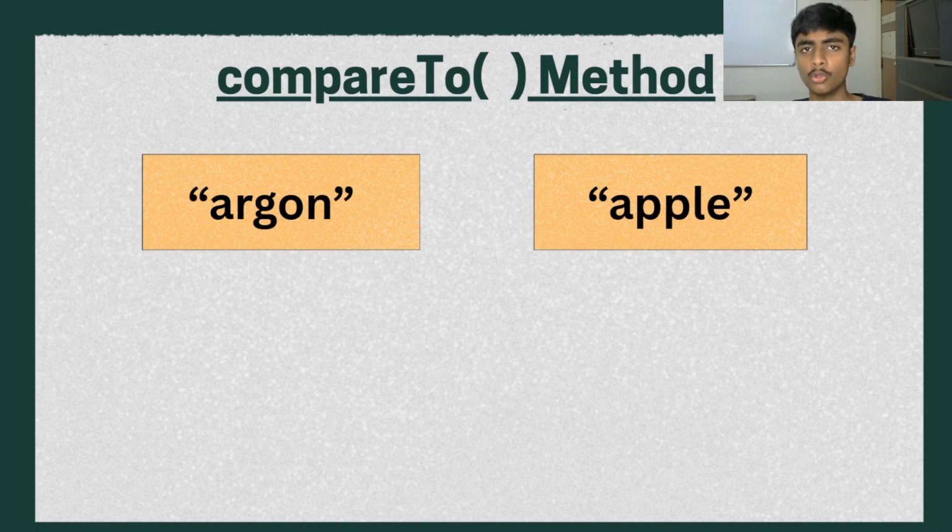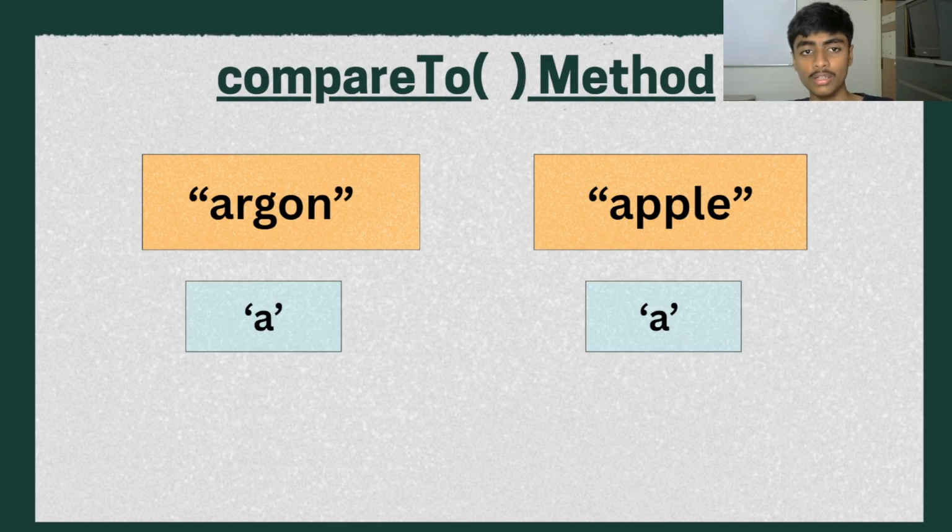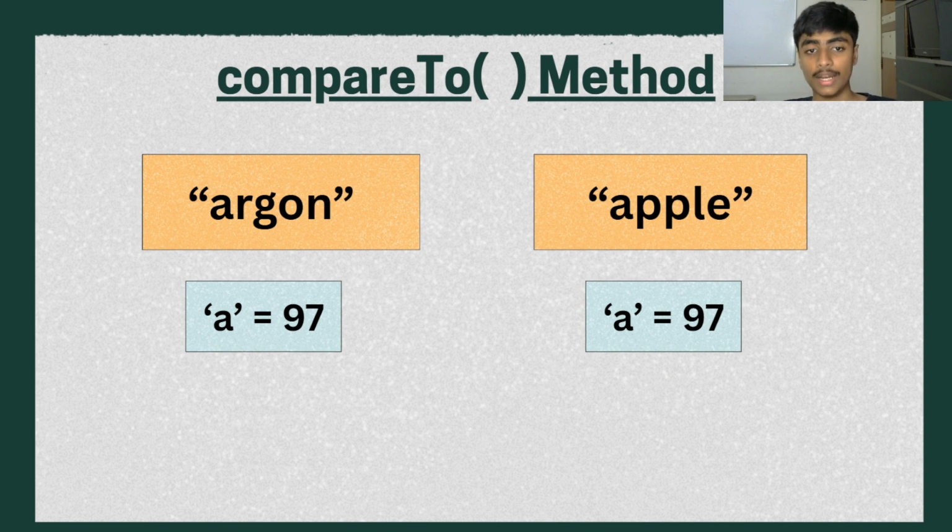But what if I take two strings that look like this? Over here I have the string argon and the string apple. Now to find the output of the compareTo method, Java is going to do the same thing. It's going to take the starting characters of both strings. The starting character of argon is lowercase a. The starting character of apple is also lowercase a. The ASCII values are equal for both characters, so if we subtract 97 from 97, it's going to return 0. But 0 means that both strings are the same, and in this case, they're definitely not the same.